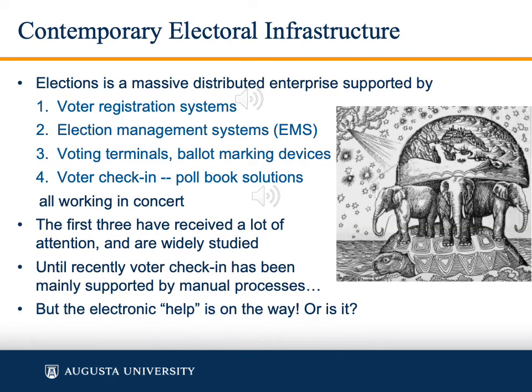The electoral infrastructure is a massive distributed enterprise supported by four different components: voter registration systems, election management systems, voting terminals themselves and ballot marking devices, and the voter check-in processes implemented as pollbook solutions, all working in concert. The first three areas received a lot of research attention in recent years and have been widely studied. The check-in process until recently has been a manually supported process, but the electronic help is on the way. Or is it?